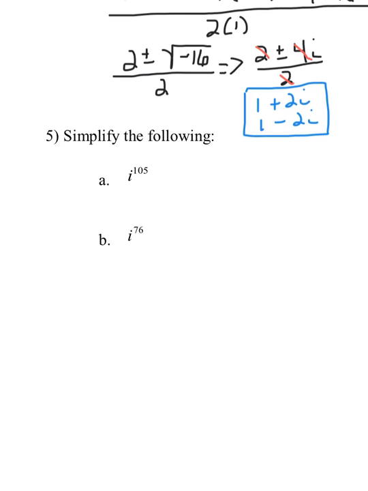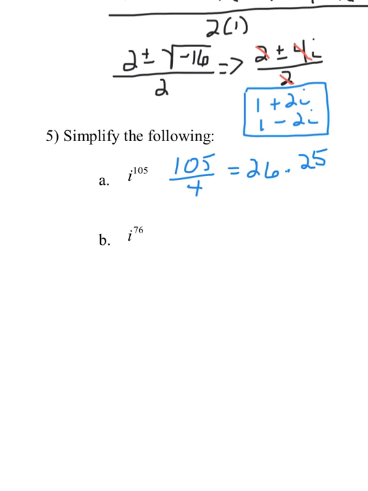Okay, in the next problem, 5a and b, we're going to find the value for this i, this imaginary number, raised to a really high power. So remember, the trick that we use to find this is to take the exponent and divide by 4.